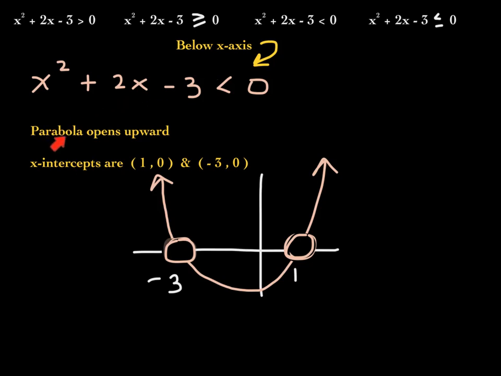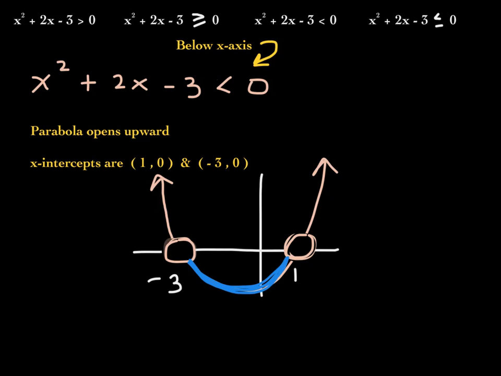The parabola still opens upward. The x-intercepts are still 1, 0, and negative 3, 0. Nothing's changing with the graph. But what we focus on is changing. Now we're focusing on when is the parabola beneath or below the x-axis. What's below the x-axis between negative 3 and 1, or from negative 3 to 1. I'll highlight it for you. It's below the x-axis from negative 3 to 1.